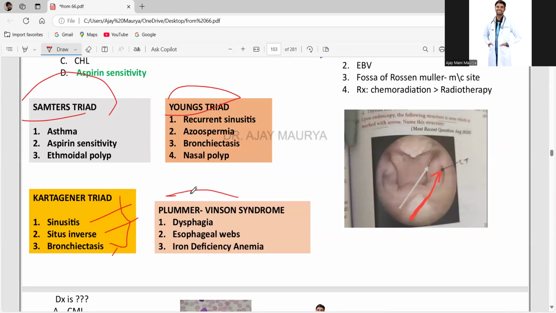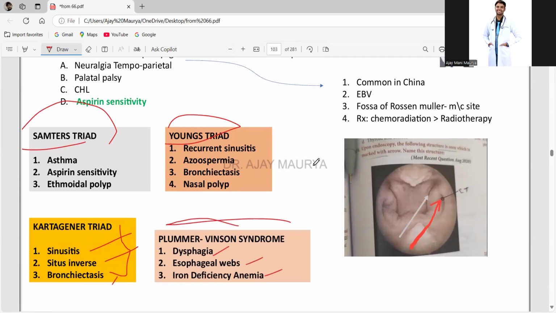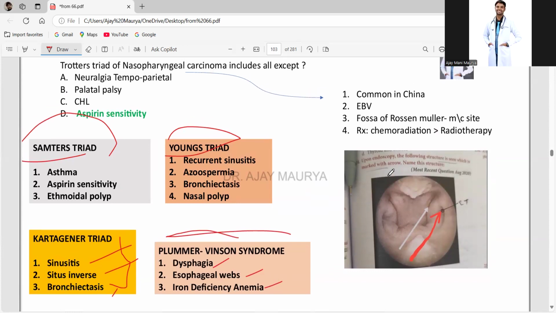We also have Plummer-Vinson syndrome: dysphagia, anemia, and esophageal webs. This is the question they asked in the exam.